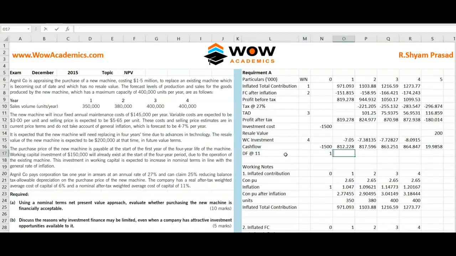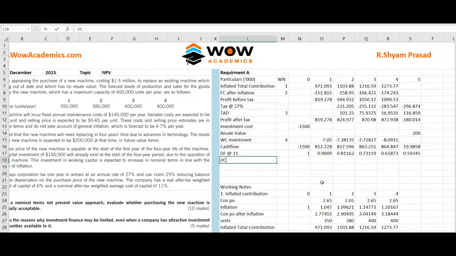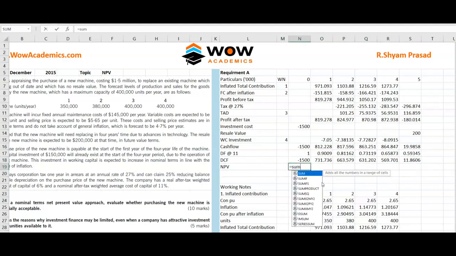0th year discount factor is 1. The first year's discount factor is, take the previous year's 1 divided by 1.11. So we have done it, and we just copy and paste it. So we have got all the numbers. So we can find out the DCF. DCF will be multiplication only. We get the NPV. NPV will be the sum of all the discounted cash flow.